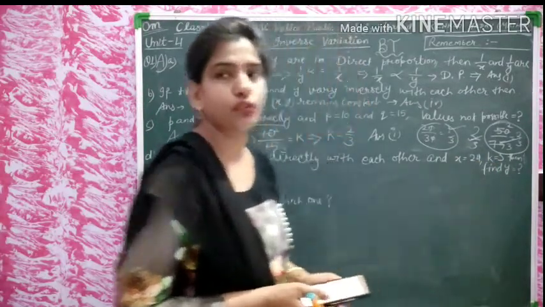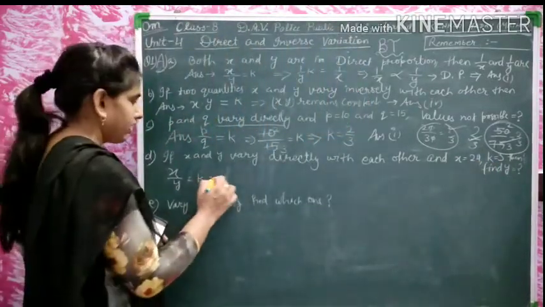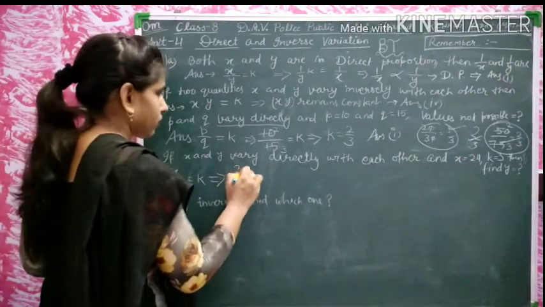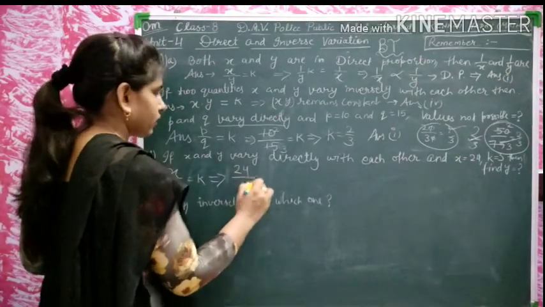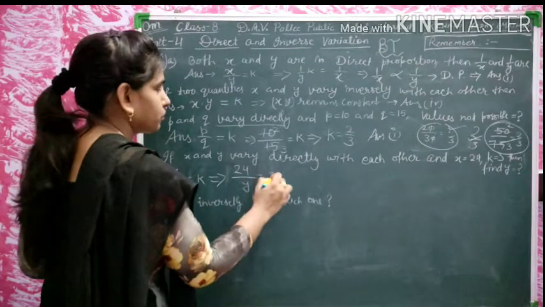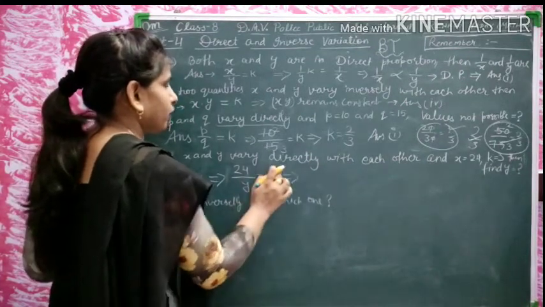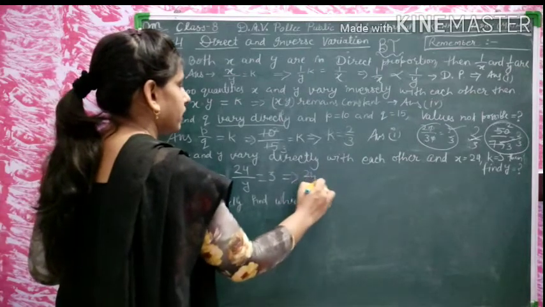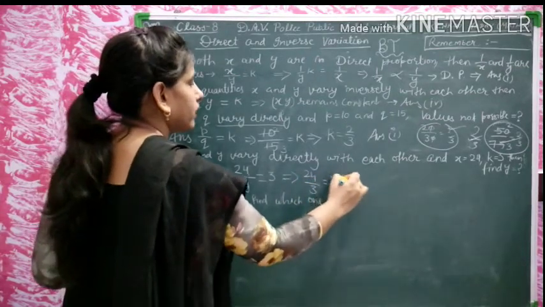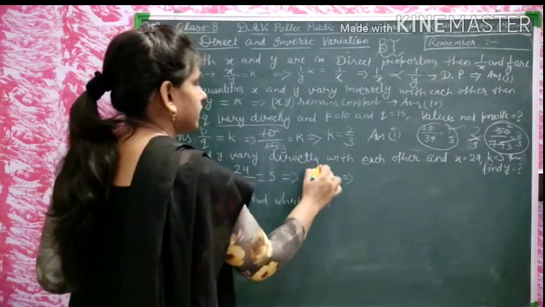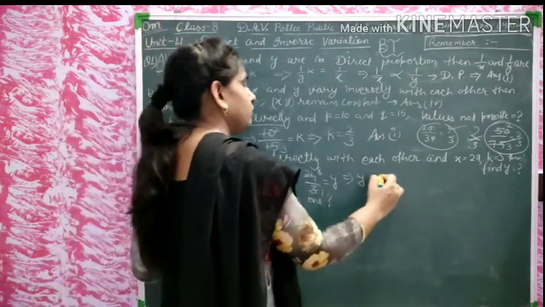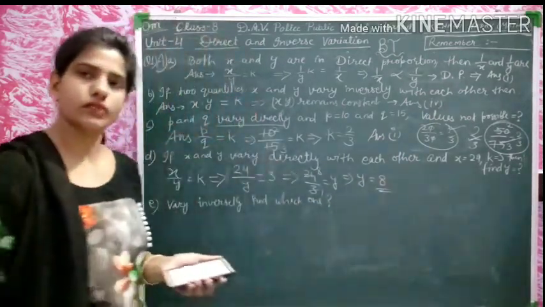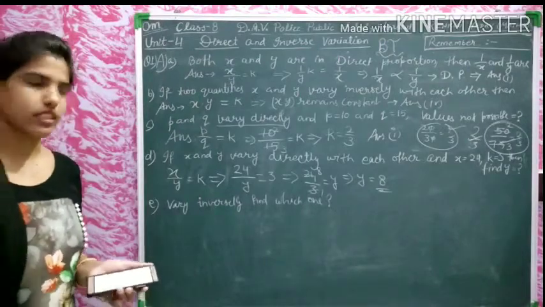It means we have to find here the value of y. It implies x is 24 and y is not given here, and k is equal to 3. We have to find the value of y. 24 by 3 is equal to y here. It means 3 8s are 24. Y is equal to 8 here. This is clear, students? Yes.